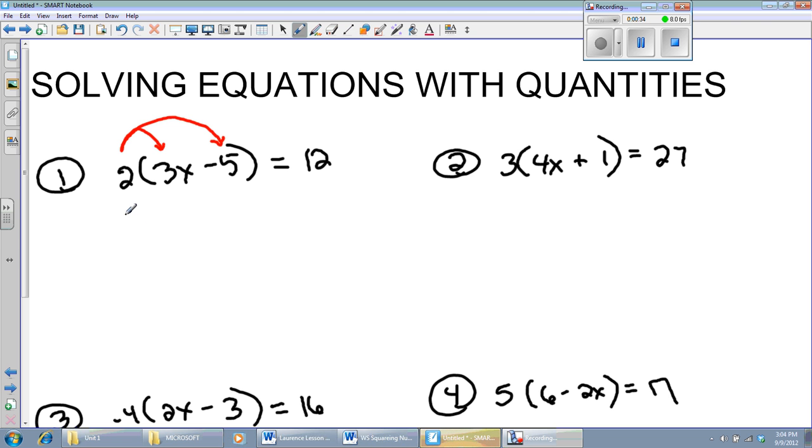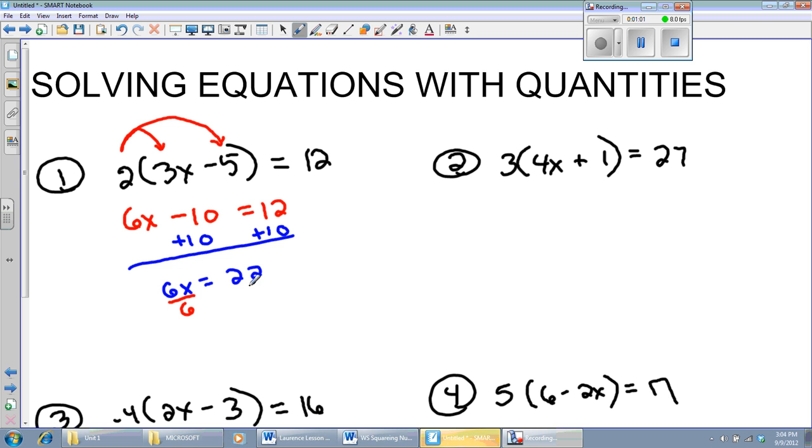It only works sometimes. I'm going to do 2 times 3x, which will be 6x. And then 2 times -5 is -10, and that'll equal 12. Now I just have a plain old two-step equation. I'll add 10 to each side, and I'll get 6x will equal 22. And to get the x alone, I'll divide each side by 6.